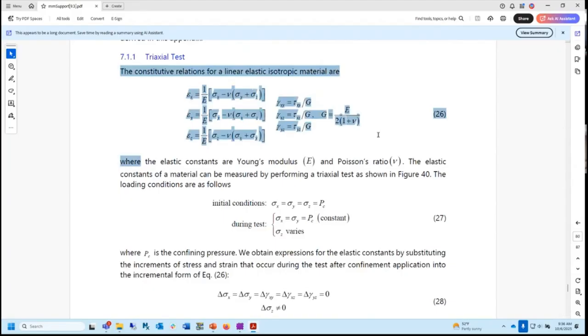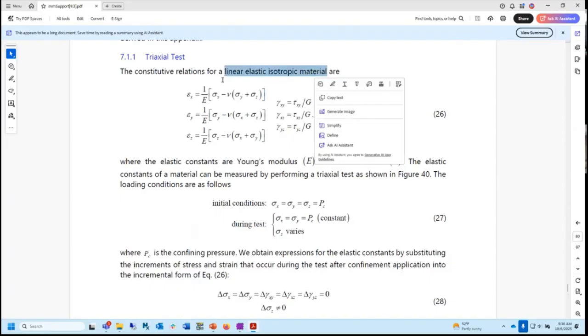If we want to get E and nu, we have to have a linear elastic isotropic material. So theoretically, the stresses are related to the strains for a linear elastic isotropic material, and this is what they are. There's the strains, epsilon, and these gammas are the shear strains, the engineering shear strains. These are the direct strains.